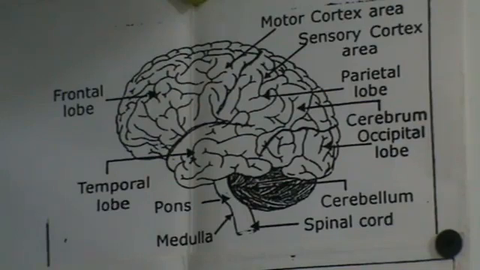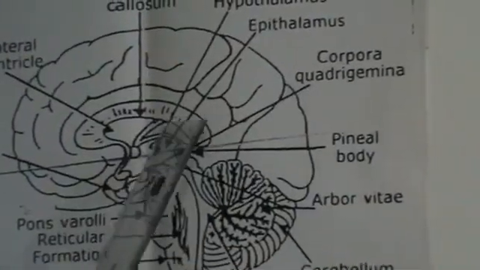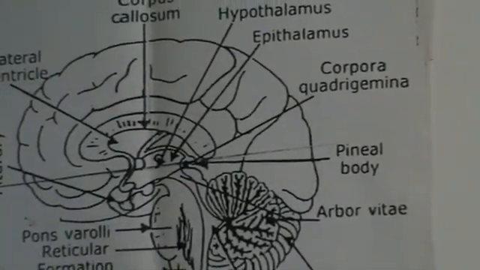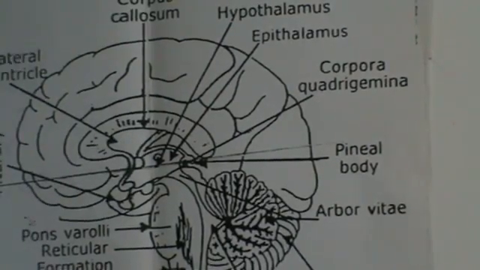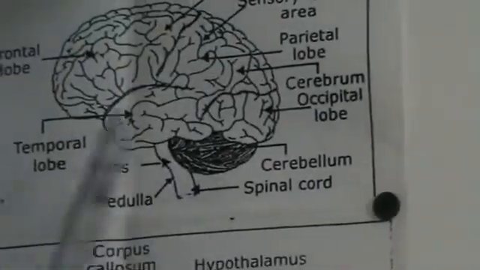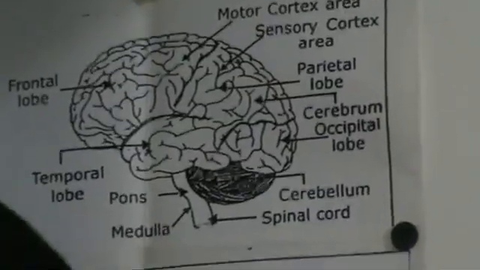Then you have the midbrain which is made up of corpora quadrigemina. It should be somewhere here. This part. Right? And then you have the hindbrain which is made up of cerebellum, pons varolii and medulla oblongata. This is the cerebellum, pons varolii and medulla oblongata. So this part is your hindbrain. Okay? Let's write this much down first.